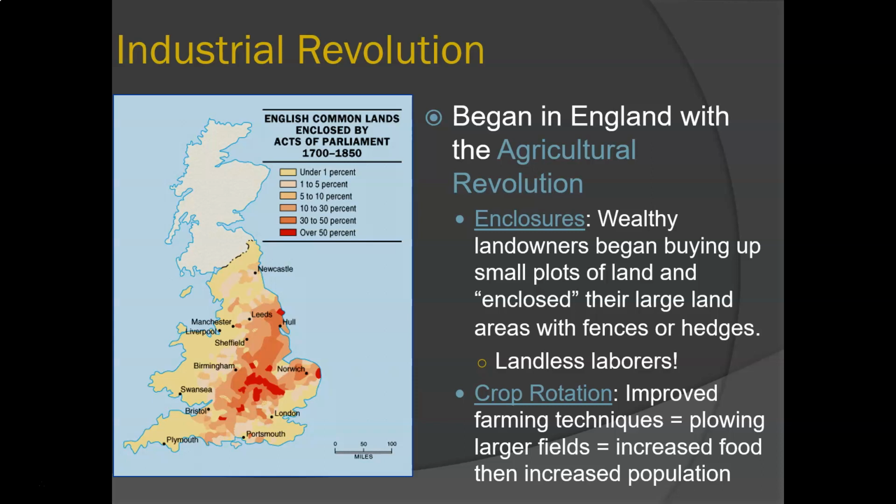Well, more food means eventually more people as well. As food becomes cheaper, people who are working buy more food, they feel pretty comfortable in their lives, and they have larger families. So that's kind of the two things that are going on with enclosures and crop rotations. If you're looking for the EQ there, the enclosures are creating a class of landless laborers who will be able to work in industry, and the crop rotation is creating more food. So there are more people and also more laborers to work in industry.